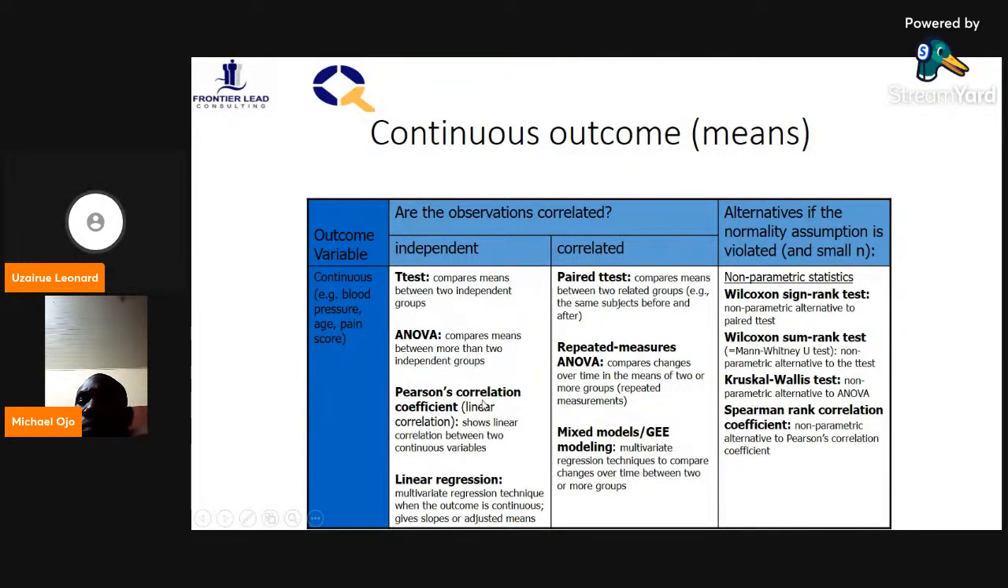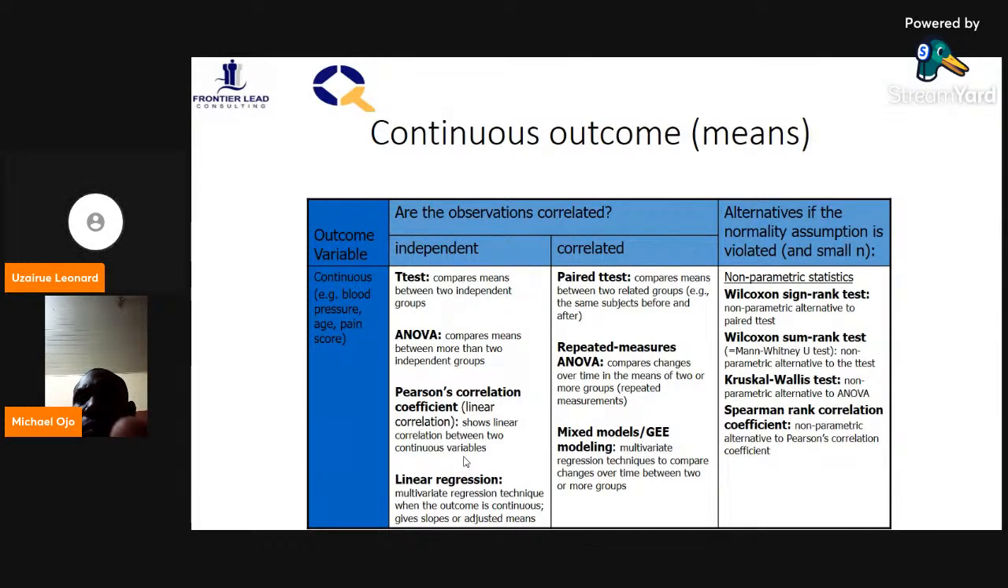Then for Pearson correlation coefficient, we are talking about linear correlation. For this, you'll be checking the correlation between two continuous variables. So it means that you cannot run correlation on categorical variables. For you to run correlation on any variable, the two arms of the variable have to be continuous.